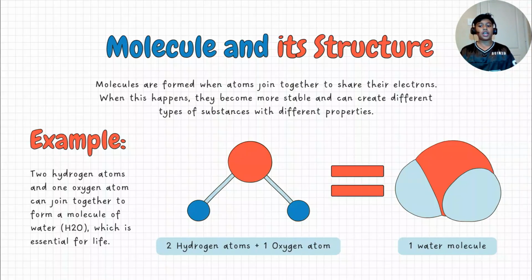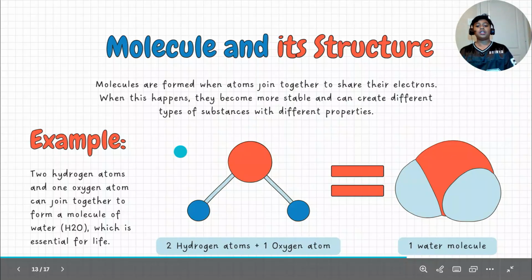Let's look at this example. 2 hydrogen atoms and 1 oxygen atom can join together to form a molecule of water, which is H2O, which you've probably already heard about, but this is what it means, and it is essential for life. Trust me, you will not live more than 7 days without water. 2 hydrogen atoms plus 1 oxygen atom is basically a simple chemical model to show this. And then we have 1 water molecule right here.